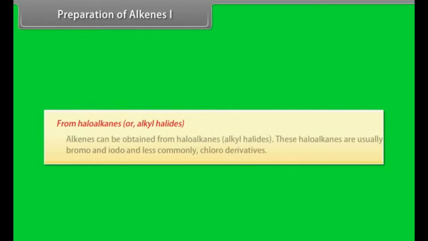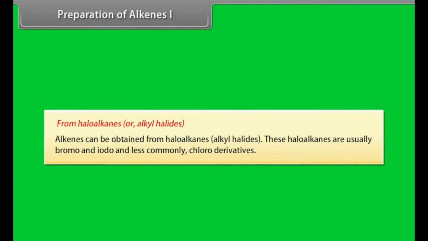From haloalkanes or alkyl halides. Alkenes can be obtained from haloalkanes, alkyl halides. These haloalkanes are usually bromo and iodo and less commonly chloro derivatives.